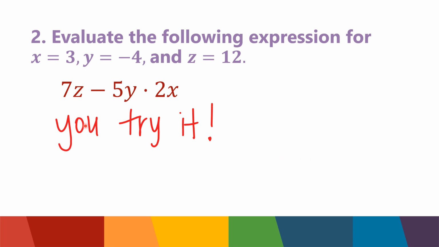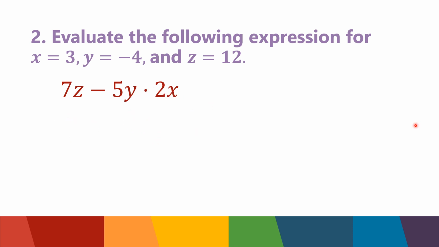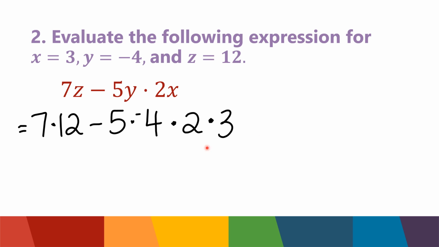Okay, so hopefully you have had time to pause the video and try this yourself. All right, so we're plugging in 7 times z, so that's 7 times 12, minus 5 times negative 4, times 2 times 3. 7 times 12 minus 5 times negative 4 times 2 times 3. So let's do our order of operations. We've got to do our multiplication and division first. Here we just have multiplication. So we're going to do it left to right. So 7 times 12 is 84.